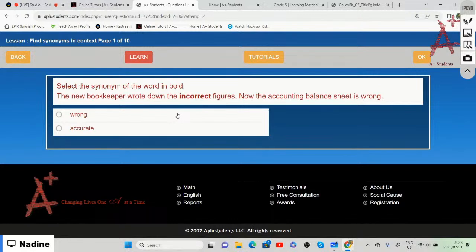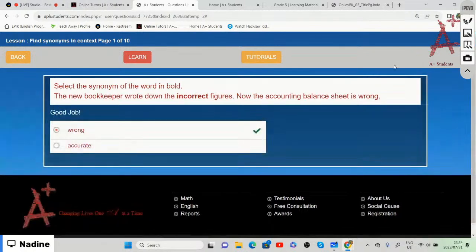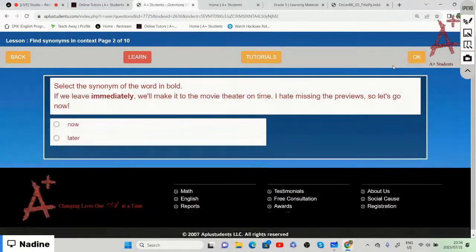All right, so basically the word that is similar to incorrect is wrong. Because if something is incorrect, it means that it is not correct. It is not accurate, right? Because accurate means that it is correct. But if something is incorrect, then it is not correct, meaning it is wrong. So wrong is the same as incorrect.